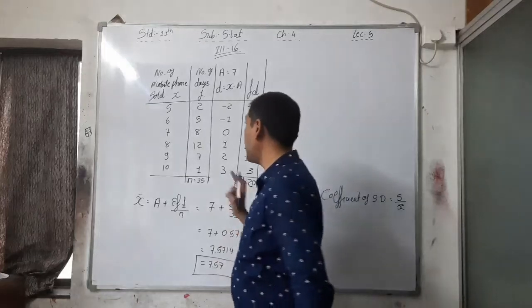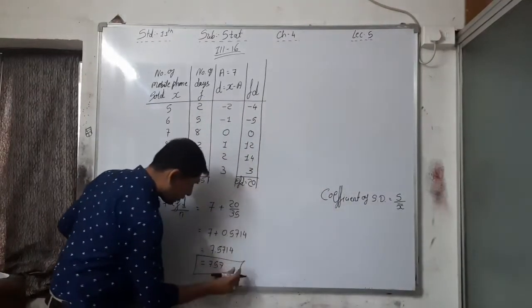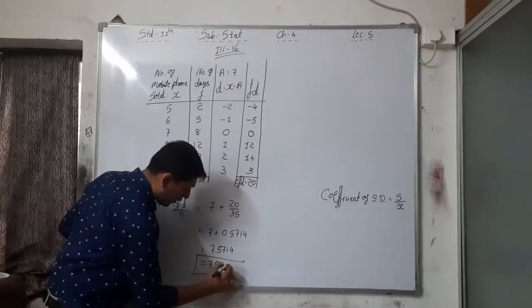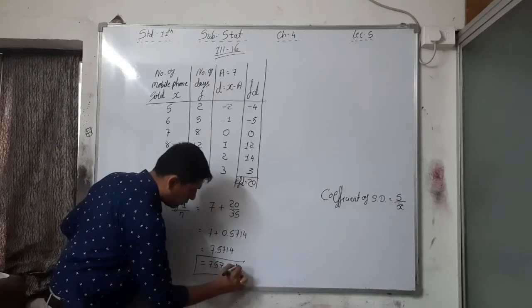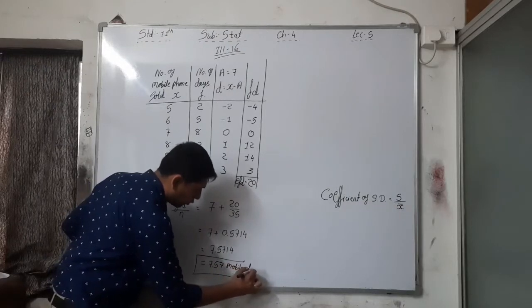You have to write down that mobile phone, 7.57 mobile phones.